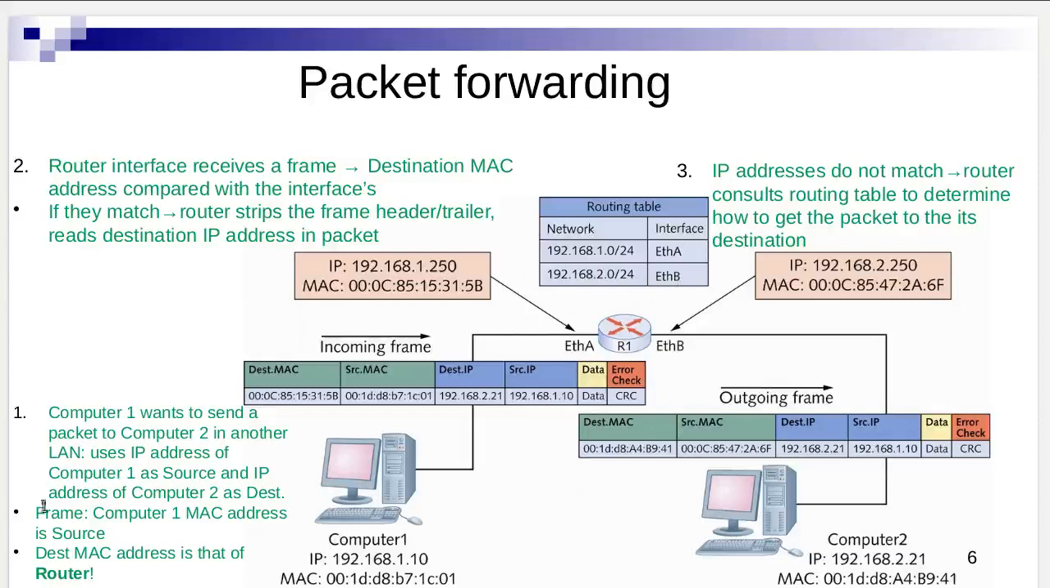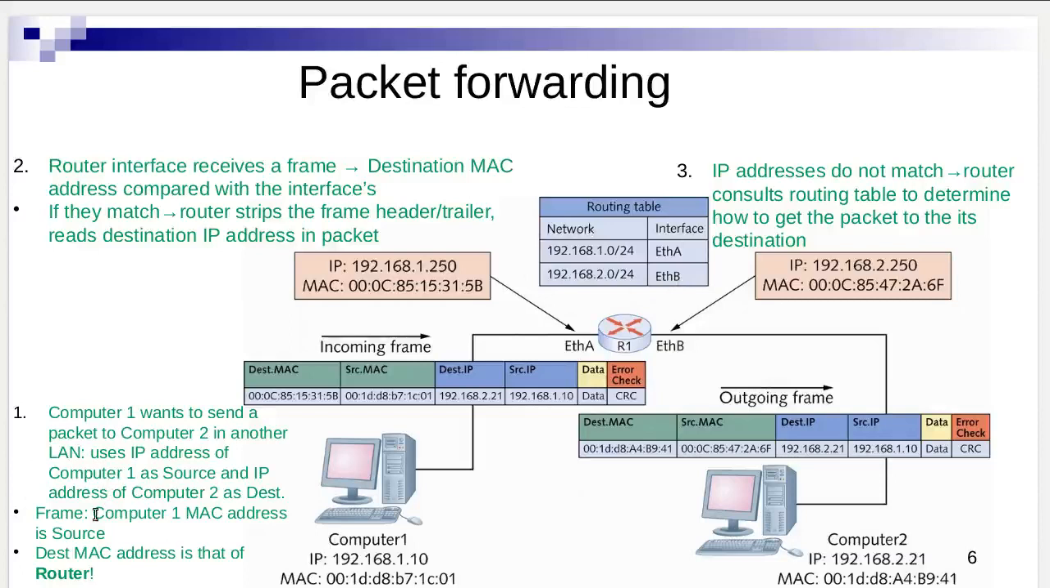Okay, so let's just recap. Computer 1 wants to send a packet to computer 2 in another LAN, and so it uses the IP address of computer 1 as the source IP address and the IP address of computer 2 as the destination IP address.